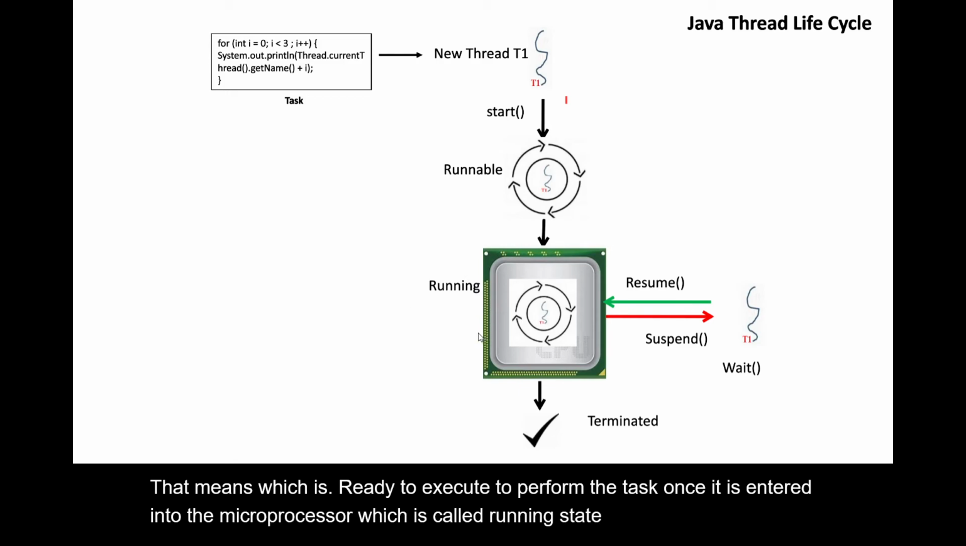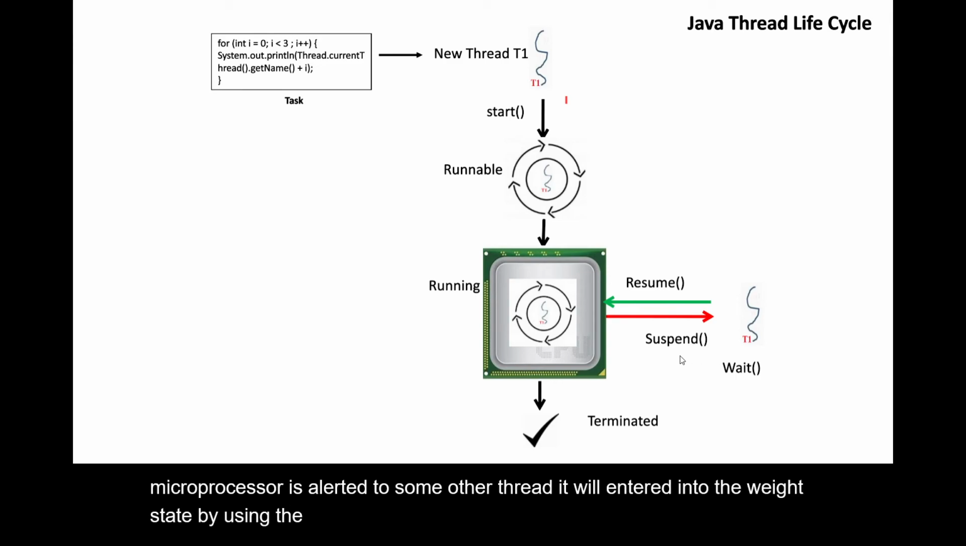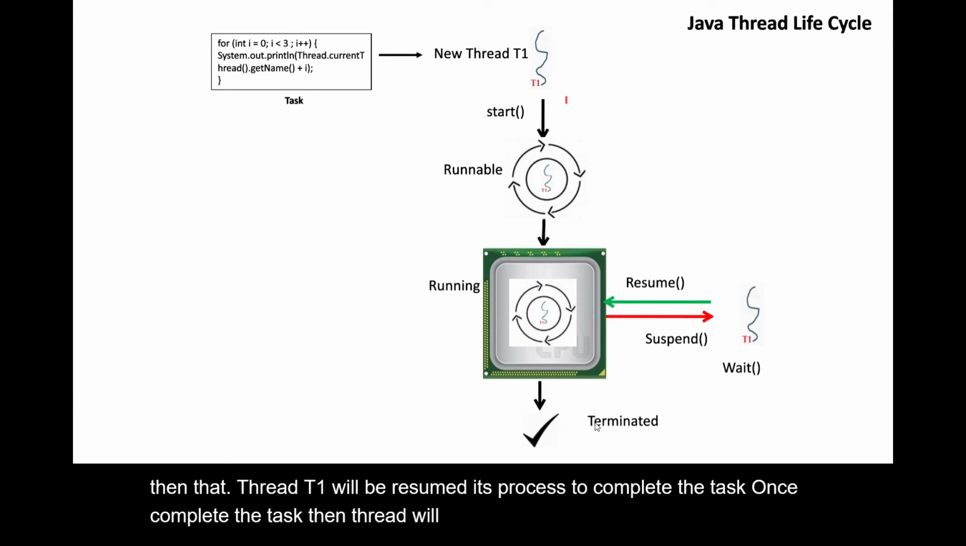In between, if the microprocessor is alerted to some other thread, it will enter the wait state by using the suspend process. Once again, if the microprocessor is free, then that thread T1 will resume its process to complete the task. Once the task is complete, the thread will be terminated. So this is the life cycle of a thread in Java.